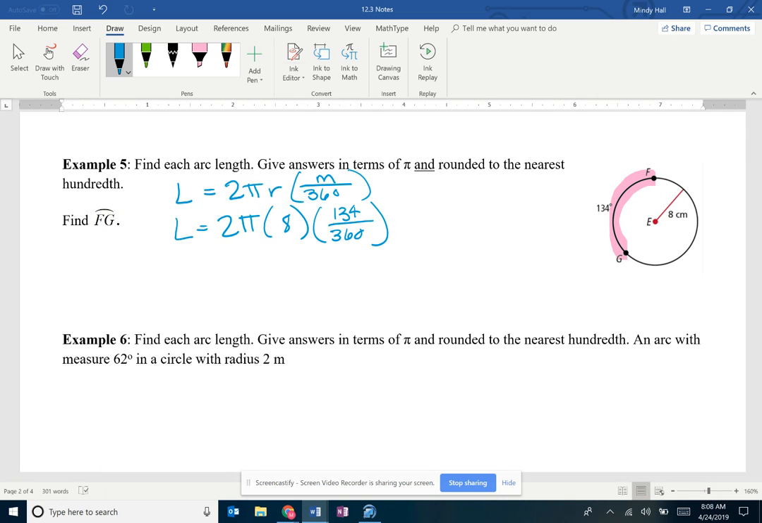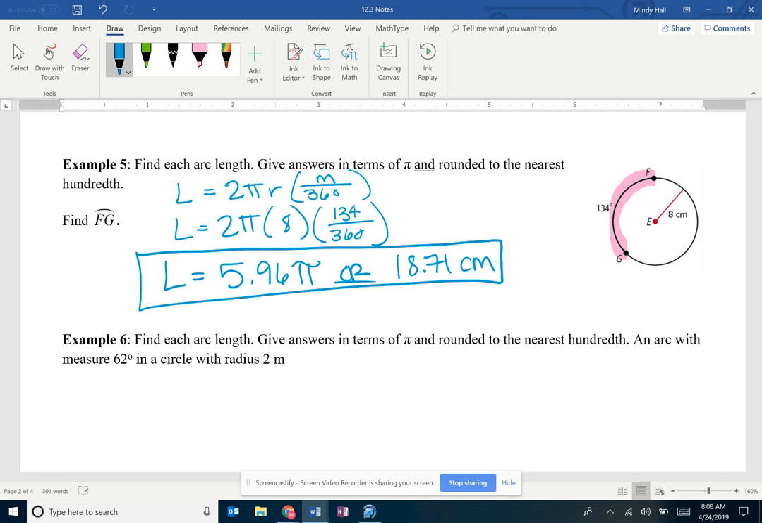So then, again, calculator's doing all the work. 2 times 8 times 134 divided by 360, and that gives you 5.96. Don't forget your pi. Or if you multiply the pi in, it is 18.71 centimeters. And again, this is just a length, so it's just the plain old unit.